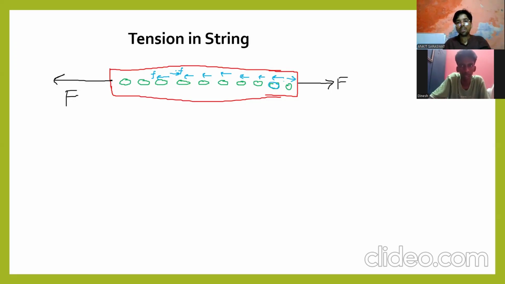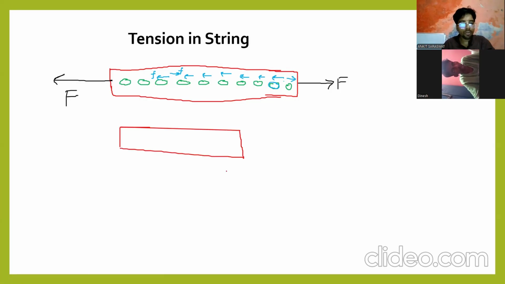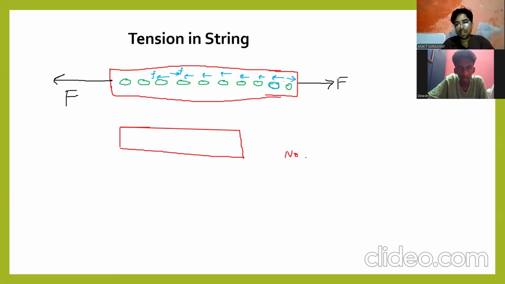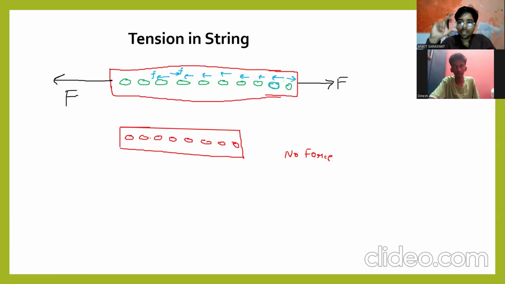Clear? So when you are not applying any force, for example, you are taking a string and you are not applying any external force, then what will happen? Like this. If no force, clear? No force, then all the molecules will be in the stable state. They will not apply any force on each other because they are not extended. Clear? So when a string is tight, then only tension will come.